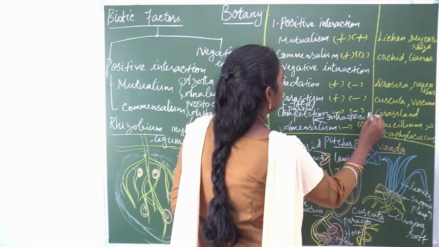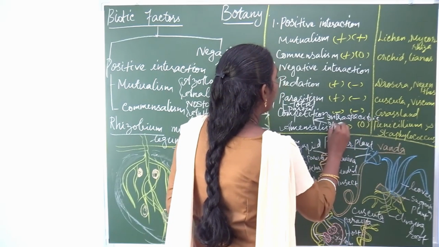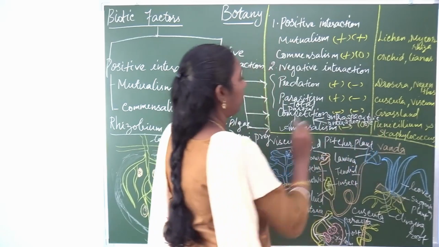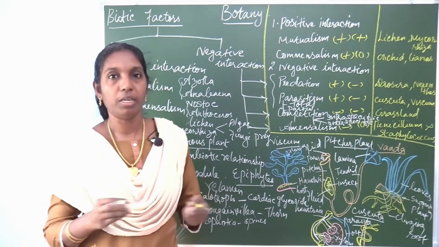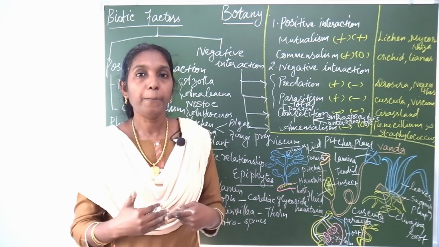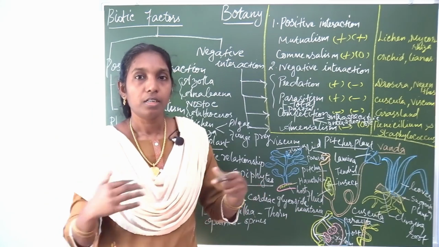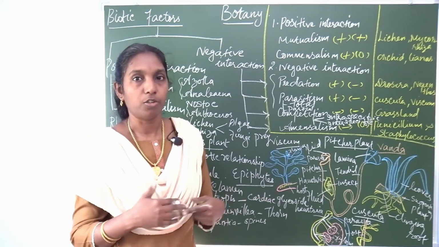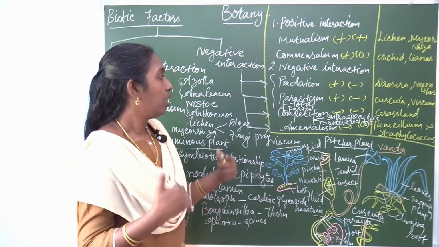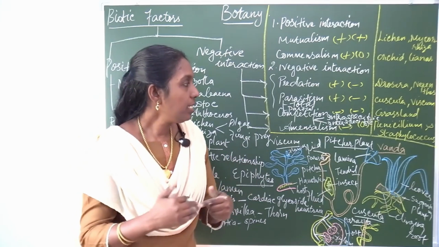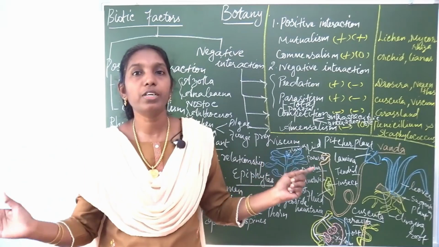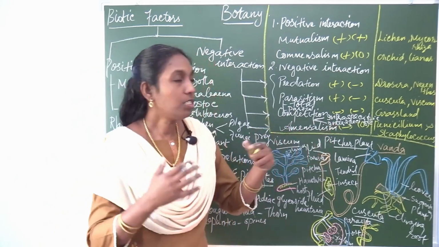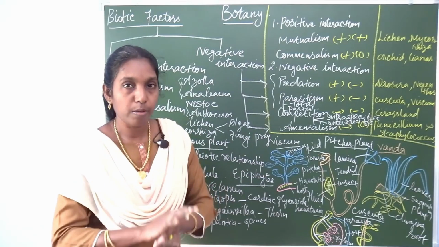Intraspecific competition and interspecific competition. What's the difference between these two? Intraspecific competition is among the same species, plants to plants or animals to animals. But interspecific is among different species. So, different species is interspecific, within the same species is intraspecific.